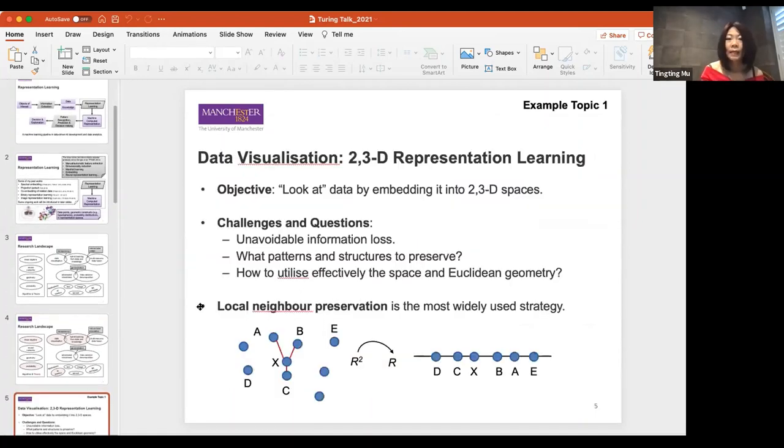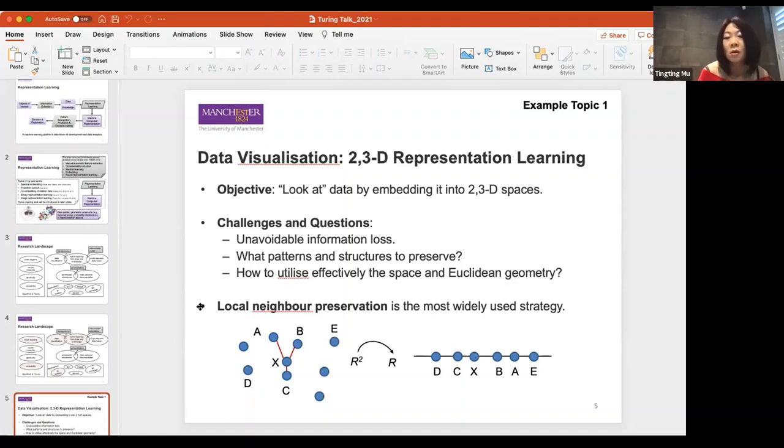Okay, so about data visualization. The objective of this research task is to enable the user to observe and track the patterns in high dimensional data or relational data by embedding it into only a two-dimensional or three-dimensional space. The challenge of this research task is imposed by its natural setting, which is the dramatic reduction of your parameter freedom. You can only use two or three coordinates to characterize each data point. Because of this, information loss is just unavoidable.